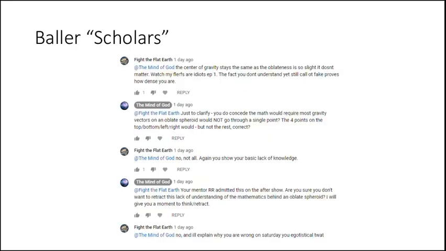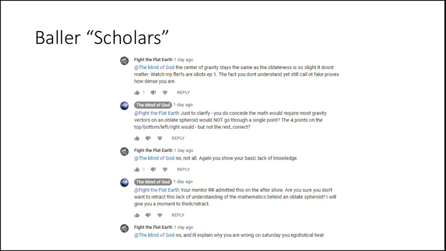And so, again, we have just friendly pushback. These people are coming high and mighty, that they're the scholars, that they're the gatekeepers to knowledge, wisdom, understanding, truth, discernment, righteousness, all this kind of stuff. So, I'm talking with Fight the Flat Earth, and he's like, the center of gravity stays the same as the oblateness is so small, it's so slight, it doesn't matter. Watch my Flirfs or Idiots episode 1, okay? The fact that you don't understand yet still call out fake.